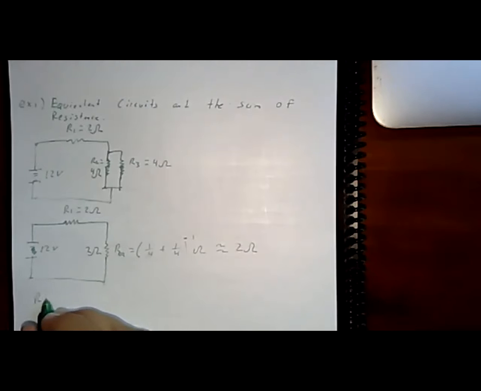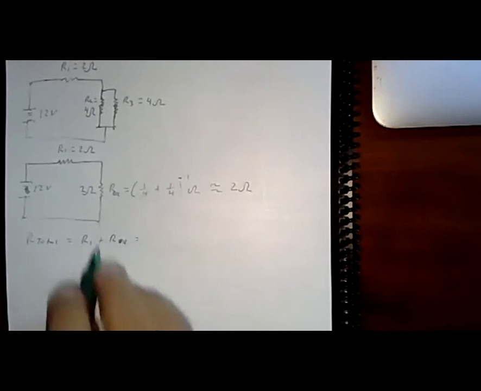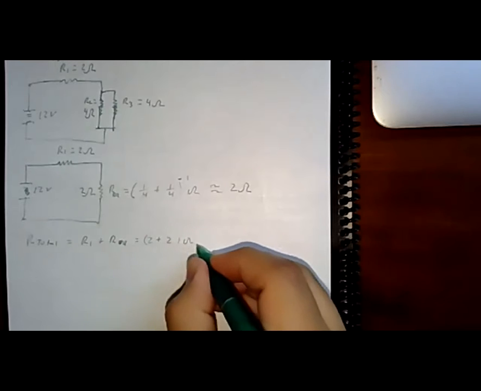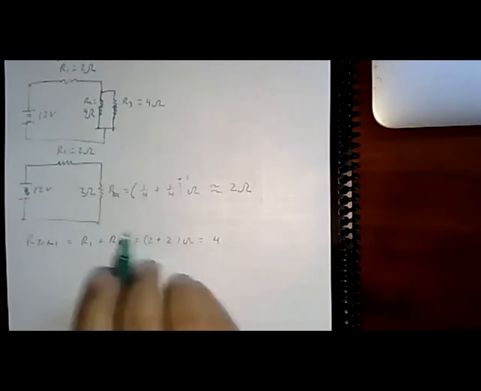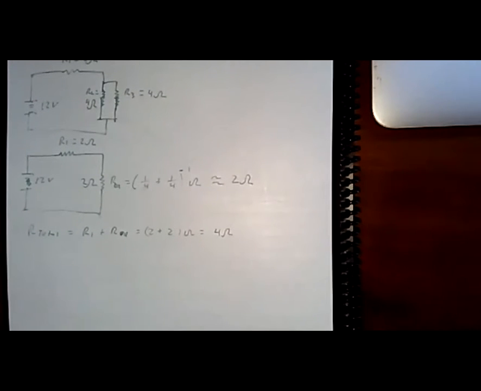So the total resistance would be this guy plus that guy because now they are in series. So this is going to be R1 plus R equivalent. That's what we called it. So this would be 2 plus 2 ohms. So 4 ohms total. Okay. Is there any questions about this?